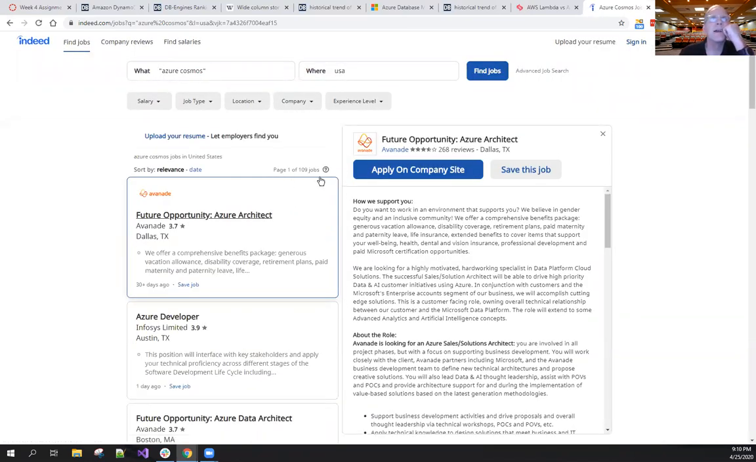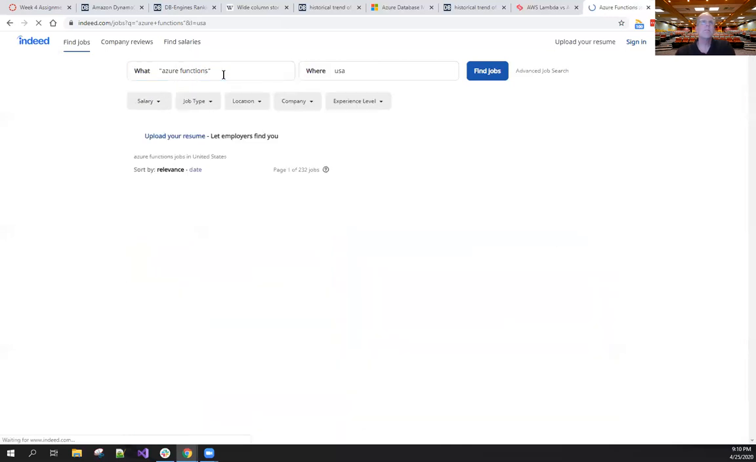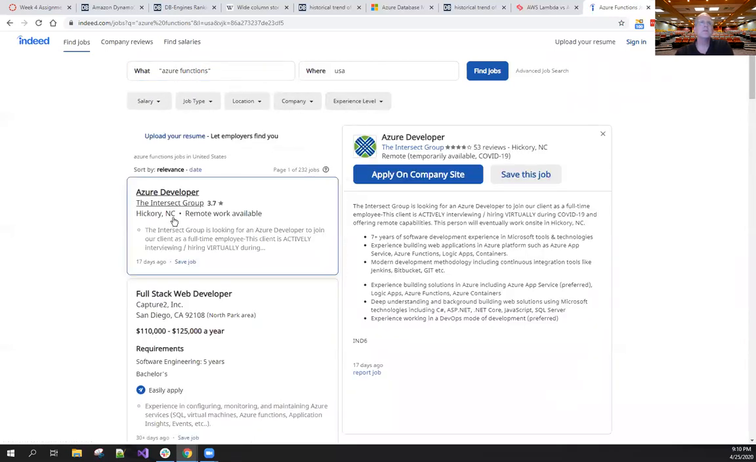109. And this is going to help us decide which way we want to go, because the more people using this technology. Let's see, Azure Functions. It's not a lot, by the way. 109. 232 for using Azure Functions.